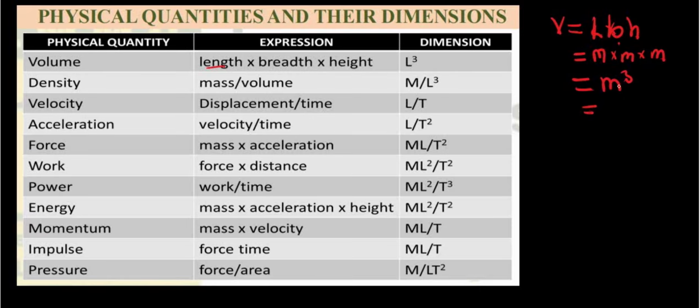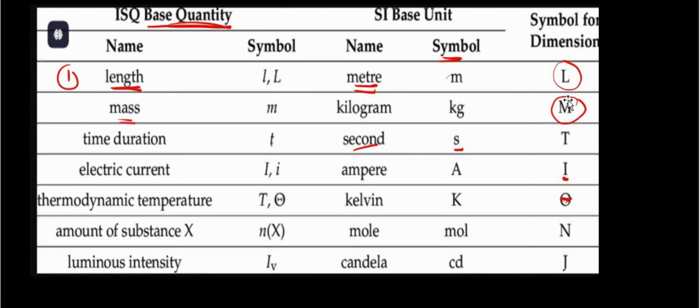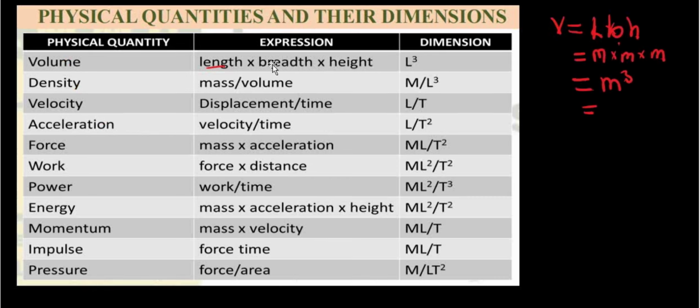Since it's meters cubed, what is the symbol that length is being represented by? When you check this side, length is represented by capital L, and its unit is meters. So when you take it into dimension, it will be length cubed. That's what it means.